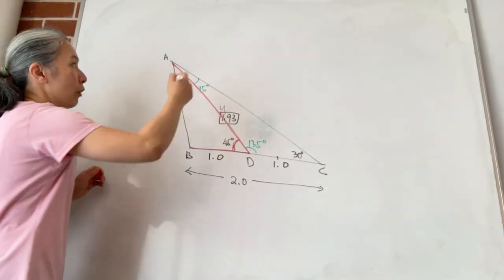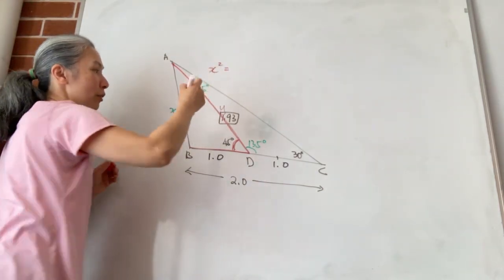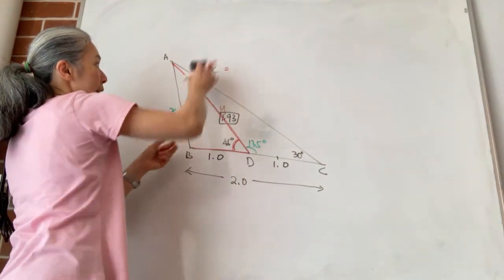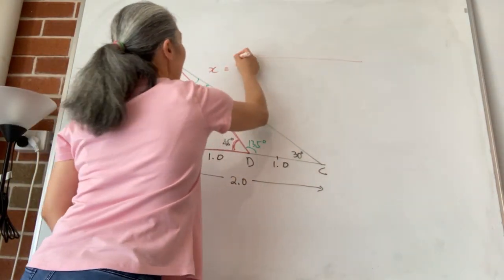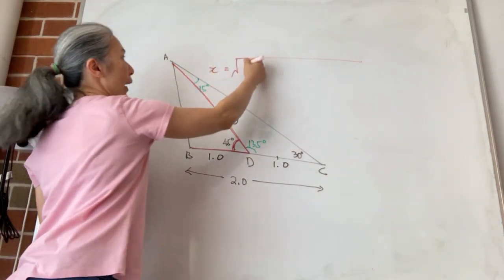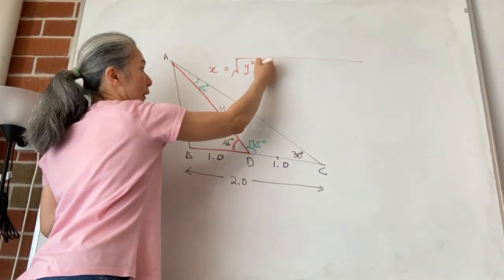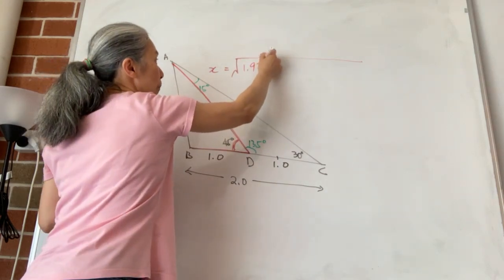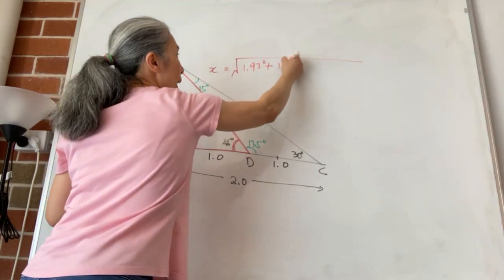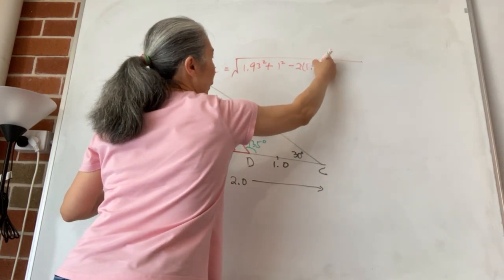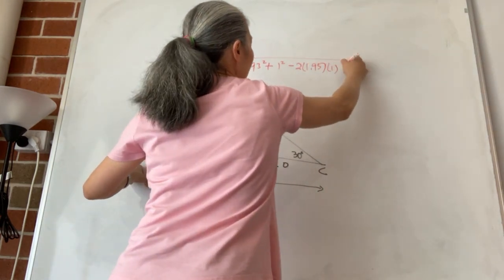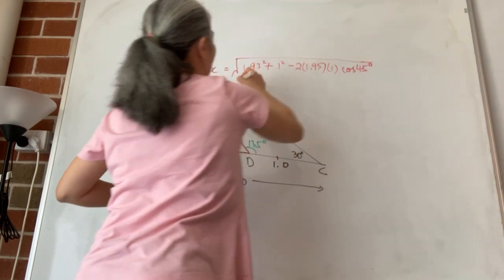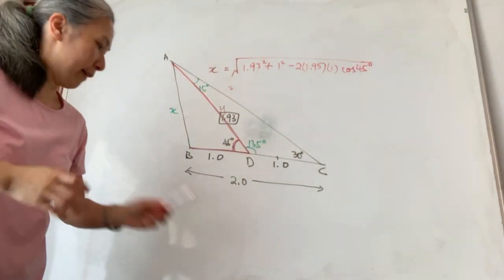So there's the cosine rule: x squared equals, what do you have? Or x equals the square root, that would be easier. So you have one step to go. First your y squared, or 1.93 squared, in the calculator, plus 1 squared, minus 2 times 1.93 times 1, times the cos of 4. Put that in the calculator.